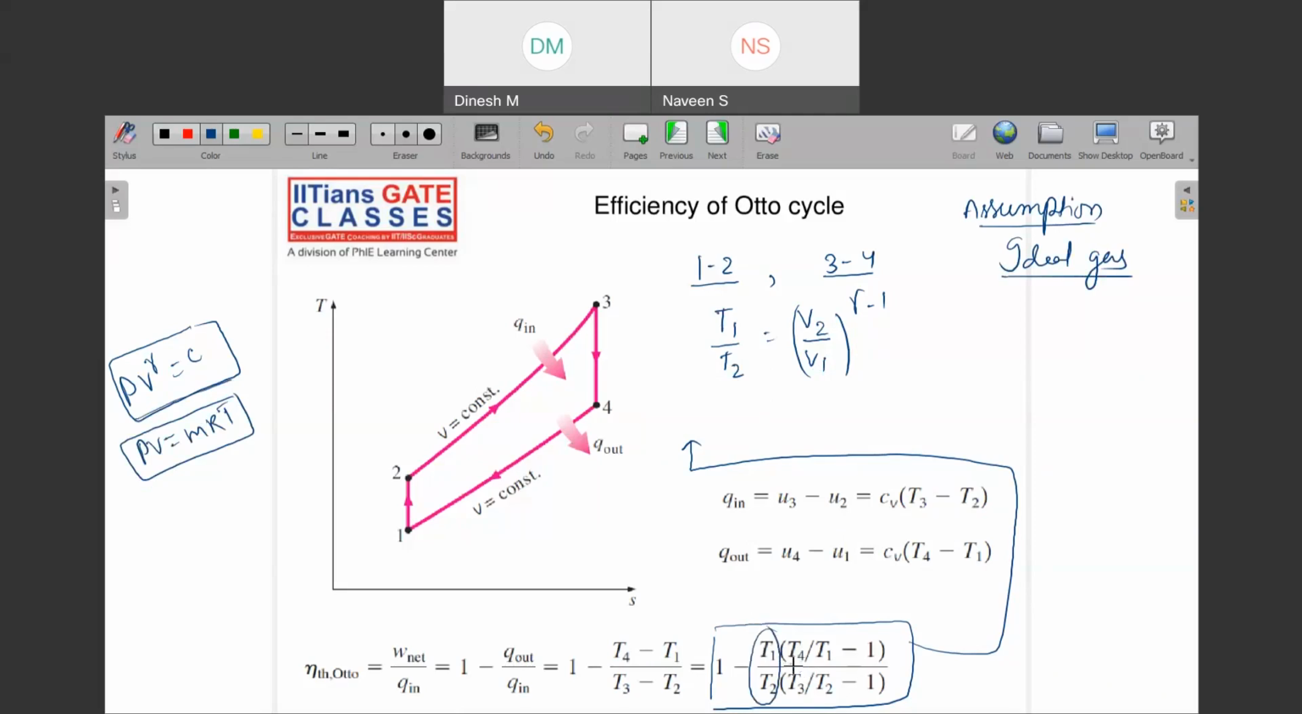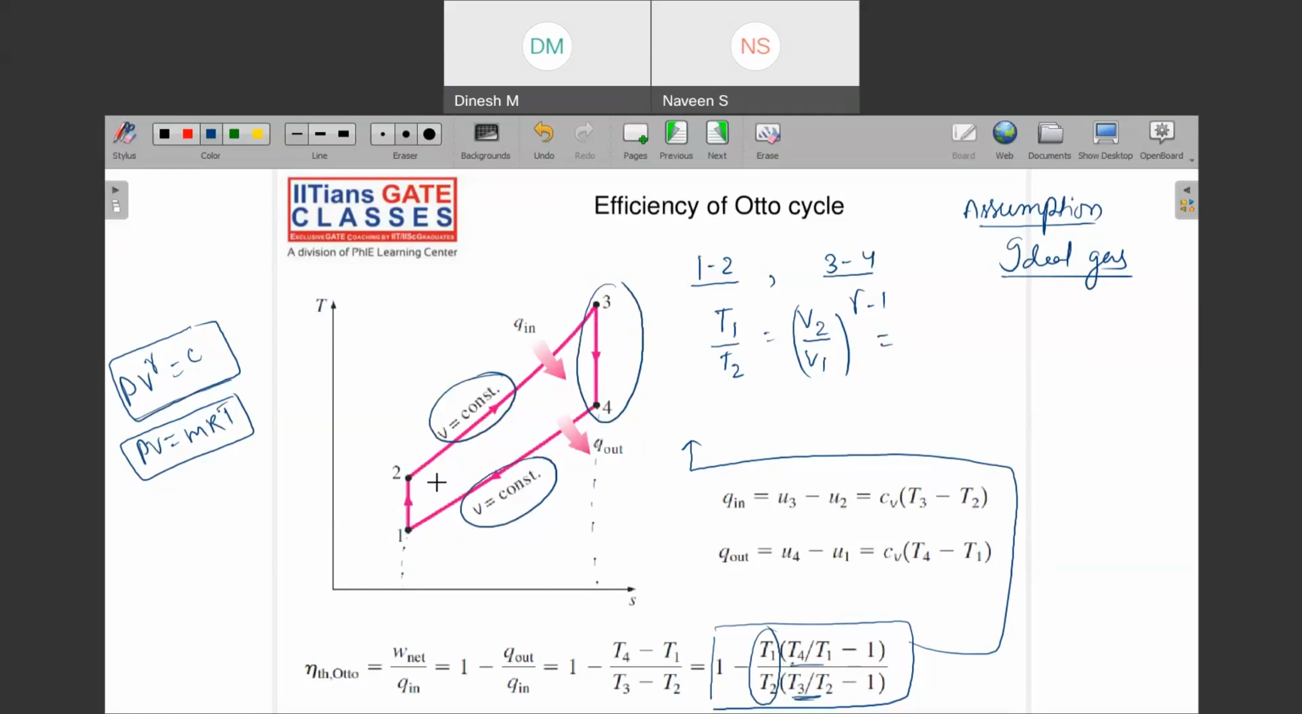So one ratio I somehow know, right? If I can know these ratios, then our job will be done. So let us try to find out what these ratios are. T1 upon T2 is known, and this is equal to T4 upon T3 also. Why? Because from 2 to 3 the volume is constant.